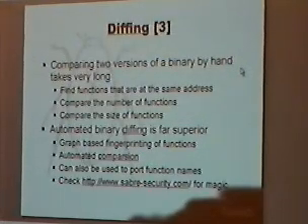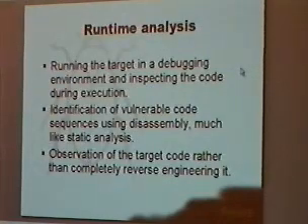This is the high-pain domain: comparing two versions of binaries by hand. Forget it. I just skipped this part. Don't do it. There's automated binary diffing, and that's the graph-based stuff that Halvar presented today, which is the recommended way of doing it. So runtime analysis is the other side of the coin.